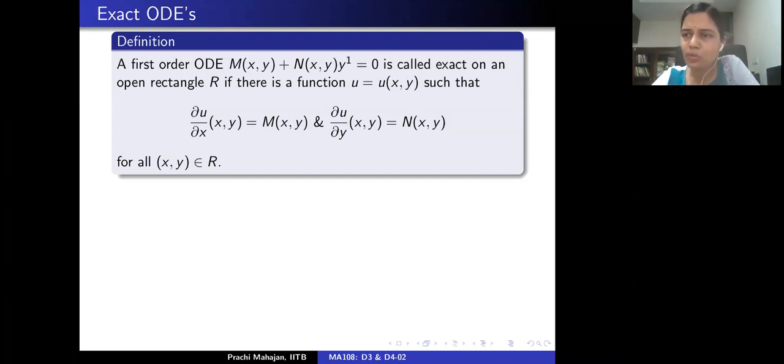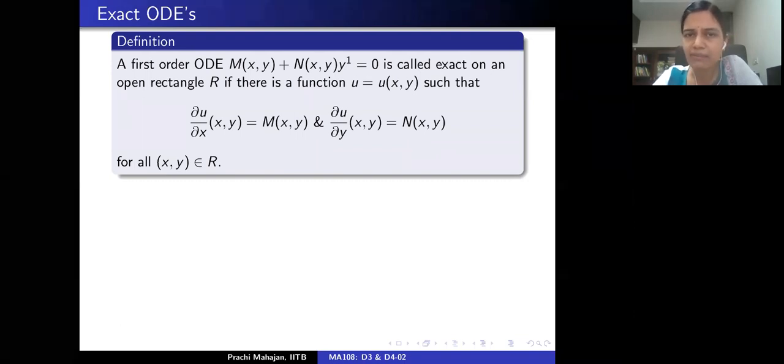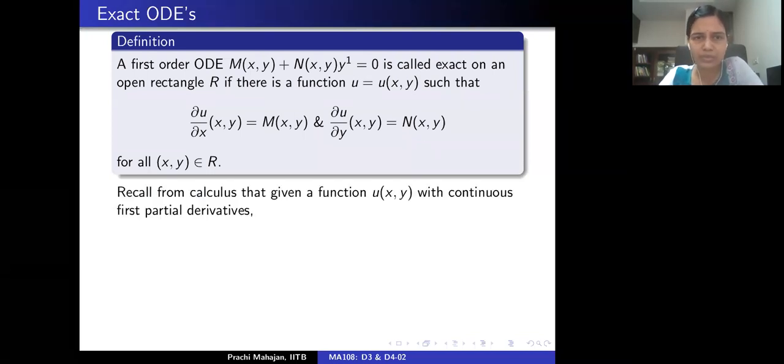Now, you may think that this is of little value since it involves partial derivatives of an unknown function u, and we haven't studied methods of solving such equations. But let's see how it is useful, right? So let's do a bit of recall.